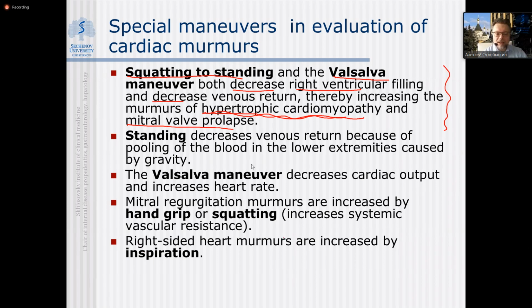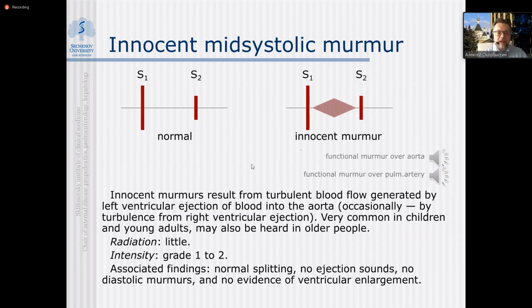And right-sided heart murmurs will be increased by inspiration. We already talked about that. Innocent murmurs are soft, of low intensity. Typically, there will be no or zero radiation. Intensity typically grade 1 or 2, hardly audible.